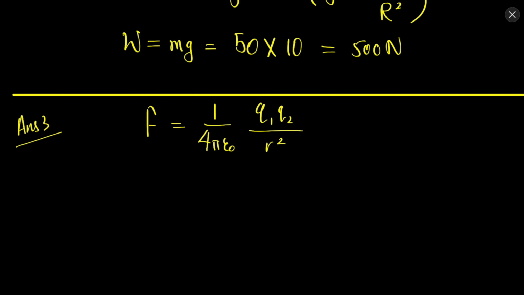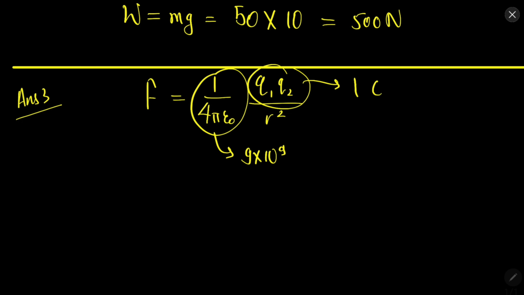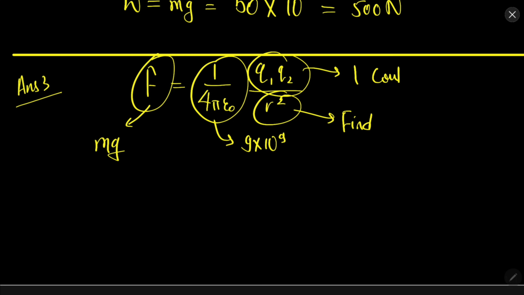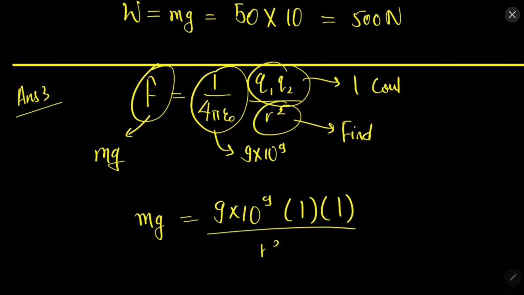Now what we have is that 1 upon 4 pi epsilon naught is equal to 9 into 10 to the power 9. We have these two charges, both given to be 1 coulomb. We have to find the distance, and the force. So what is the force acting on you? Let's say again that the force that is acting is the gravitational force, so mg, your weight. So mg equal to 9 into 10 to the power 9 into 1 upon r square.